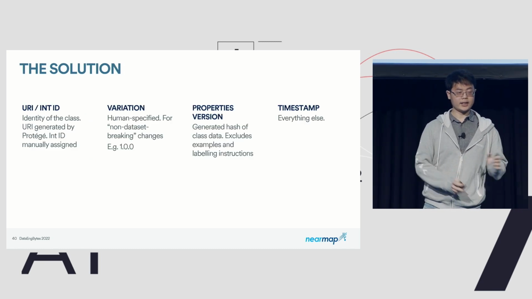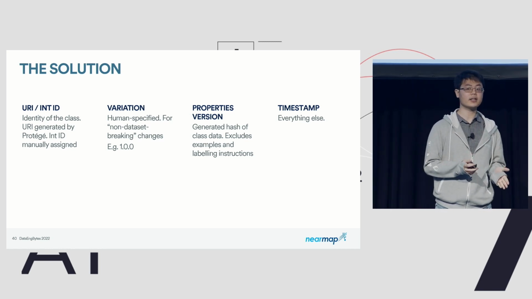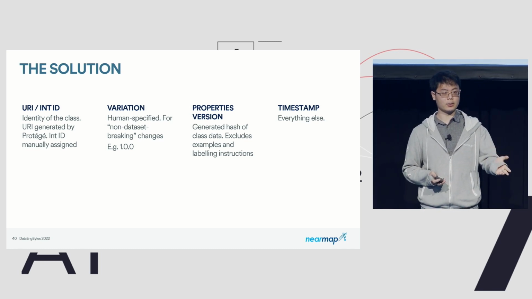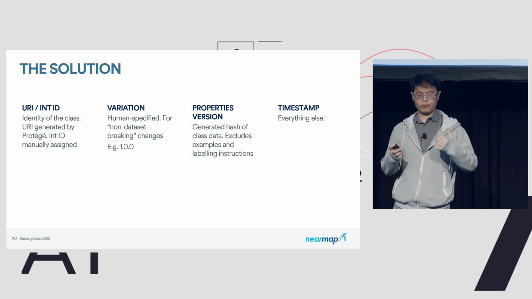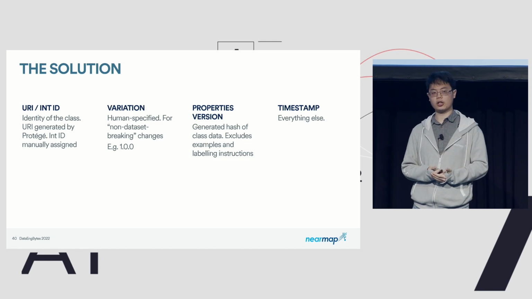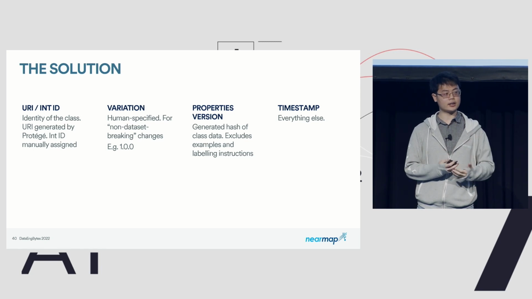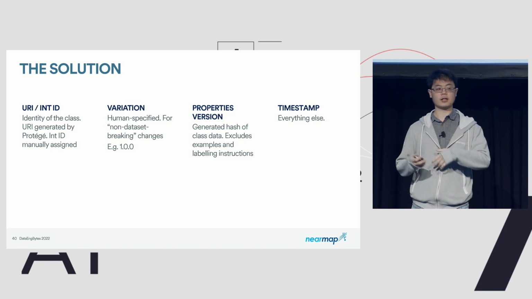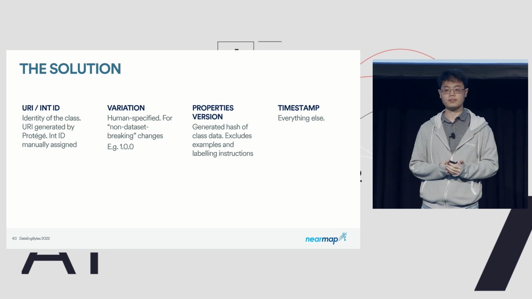So what we did was to split our versioning into 4 areas, depending on what we wanted to track. We had the class itself, and this was defined by the URI in Protégé. But equivalently, you could say it was defined by the integer ID, which we still had to assign to it. Now, any change that was not dataset breaking, so in other words, a change that still allowed us to use the old dataset for training our AI, if we had a non-dataset breaking change, that would just be a version bump. But if we had a dataset breaking change, that would be a completely new version entirely.